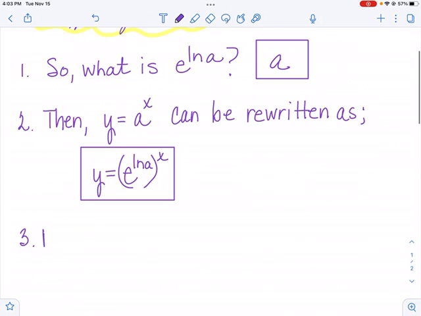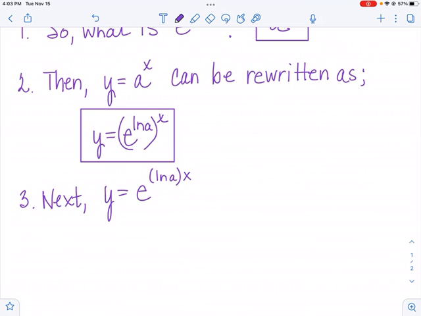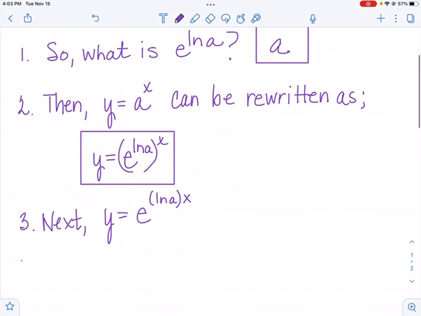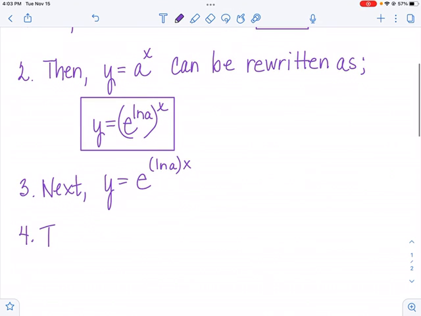All right, next, I can use one of the exponent rules and make this e to the ln of a times x. If it was e to the 3x, it's similar. It's e to the ln of a times x, with ln of a being a constant, okay? And next, we would take the derivative.